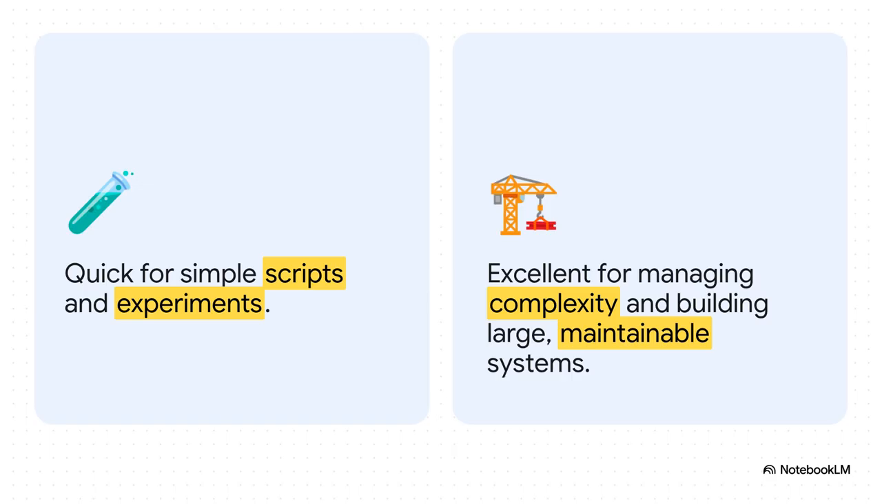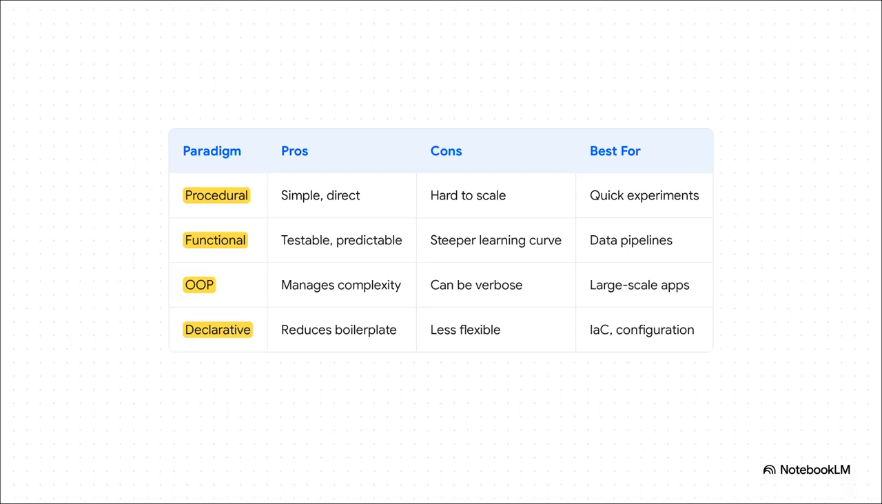But the moment you need to build a system that can actually grow, that can be maintained by a whole team, the organized, modular structure you get from object-oriented programming becomes absolutely essential for taming that complexity. Now, this table really lays it all out. What I want you to focus on is that best for column. It tells the whole story.